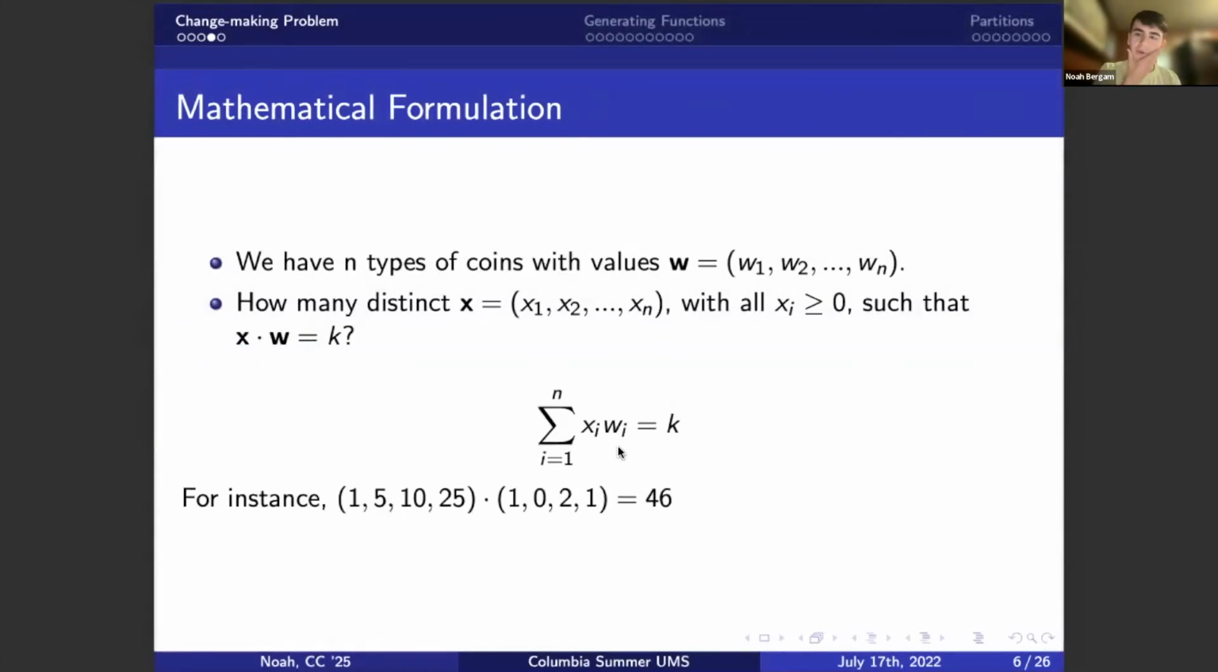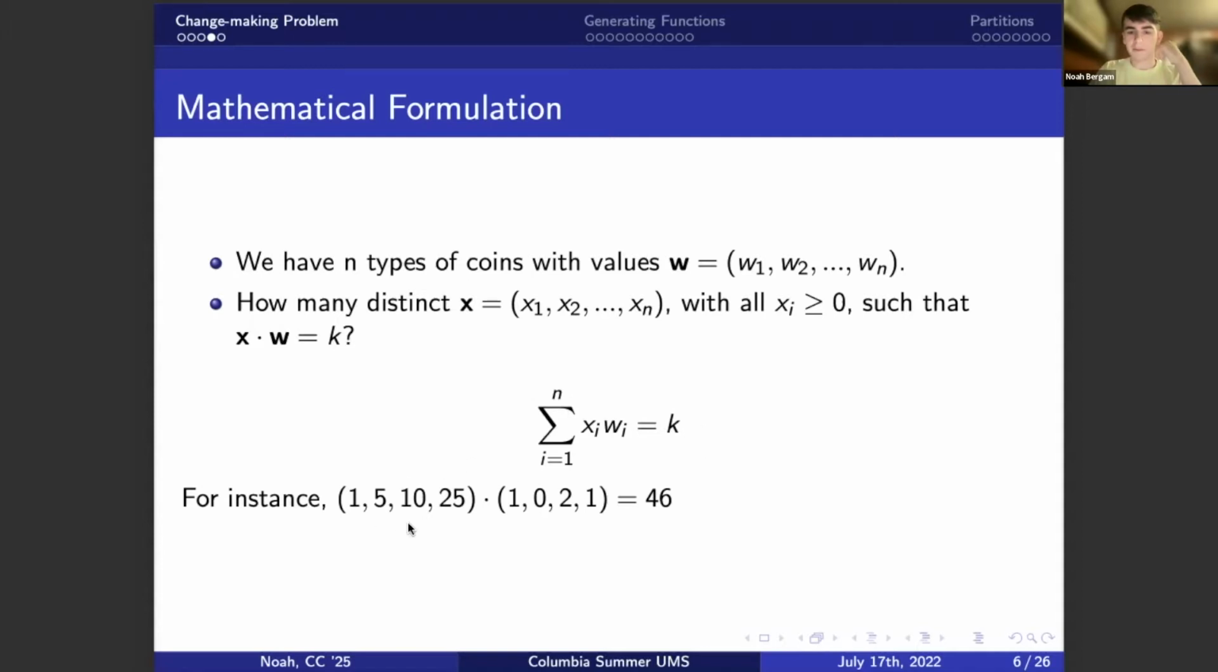Here's a mathematical formulation of it. It's not totally useful for our purposes, but if you see this problem in other areas, you can think about it like you have 2 vectors: one vector that describes all the different kinds of coins and their values, and another vector that describes the number of coins of each type that you have. And essentially what you're doing is trying to find how many distinct X you can multiply with W with a dot product such that you yield K.